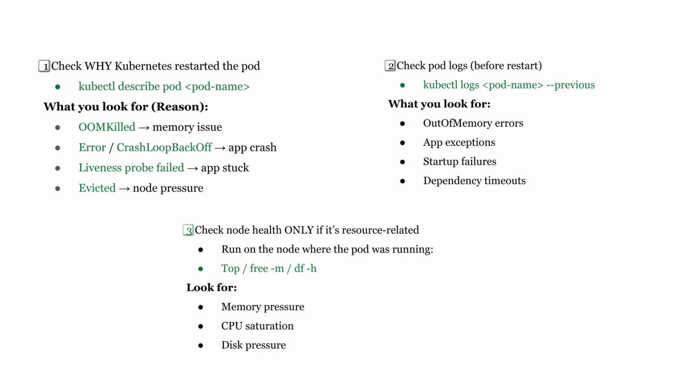Third, check node health only if the issue is resource-related. On the node where the pod was running, run Linux system commands such as top, free -m, and df -h to assess resource usage. Look for memory pressure, CPU saturation, or disk pressure, which can lead to pod eviction or overall instability.